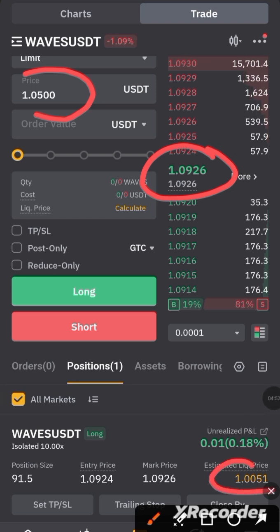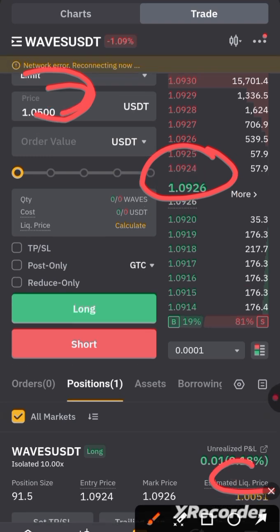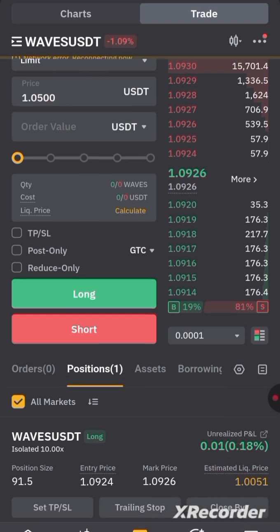If the market gets to this second entry point, the order will trigger for me. And don't forget, my first order amount is $10. Now I can use another $10 to enter this particular trade. That means that if the second entry point triggers, I'm going to have $20 on this particular trade.